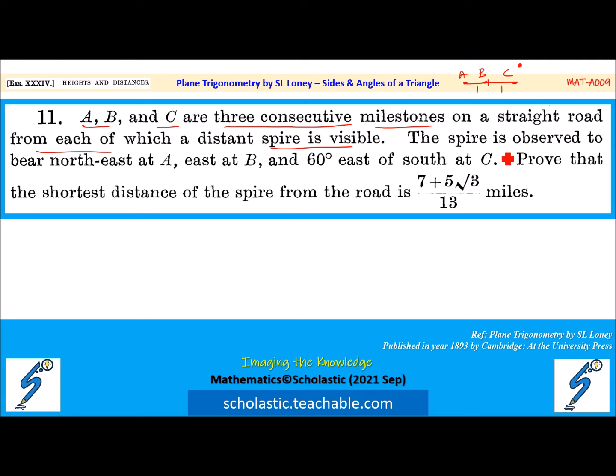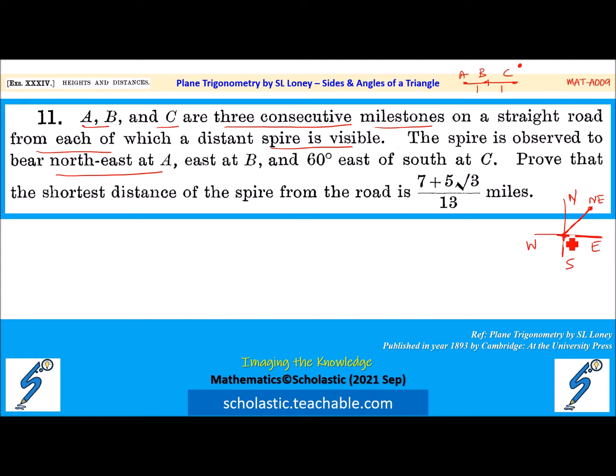The spire is observed to bear northeast at A. So what are the directions that we normally know? We know north, we know south, we know east, we know west. So it says the spire is observed to bear northeast at A. That means northeast is this direction, northeast direction at A. East at B. So if you look from B, it is at east. So this is the east direction. And 60 degrees east of south at C.